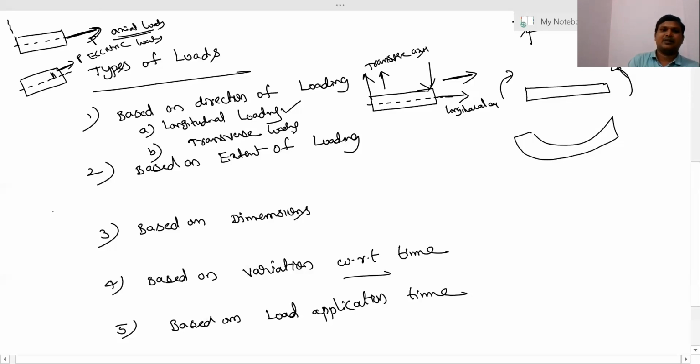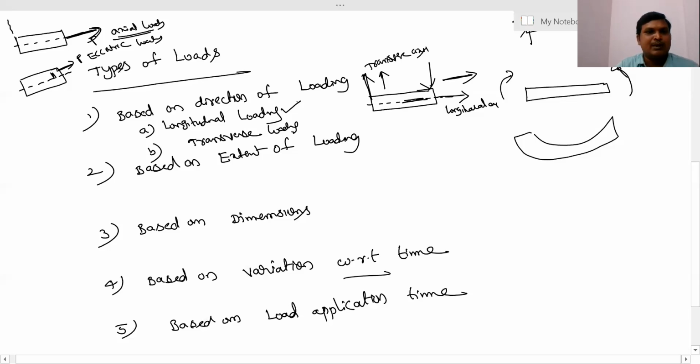Is it clear? So this is a longitudinal loading and a transverse loading. This is a longitudinal axis, and this is a transverse axis. If your applied load is parallel to the longitudinal axis, that is a longitudinal loading. If your applied load is parallel to the transverse axis, like a perpendicular, it's called a transverse loading.